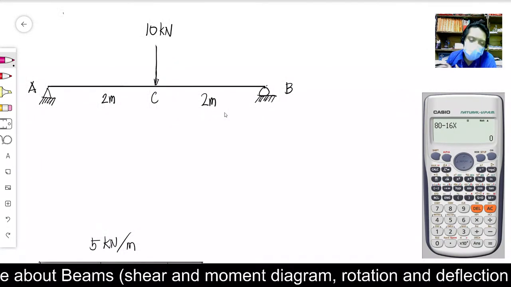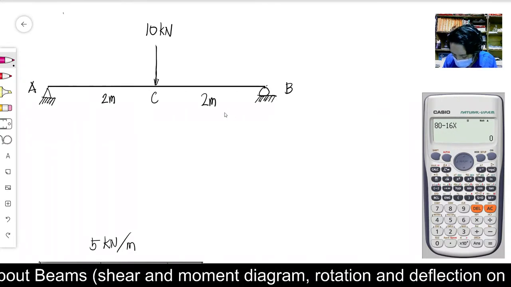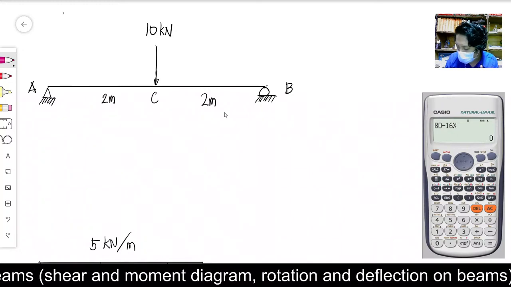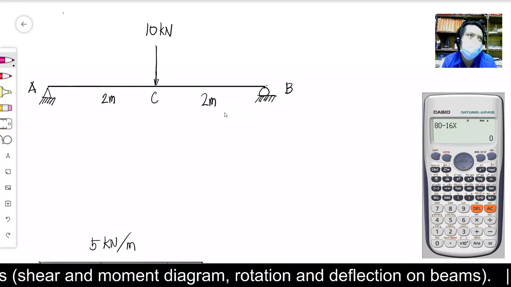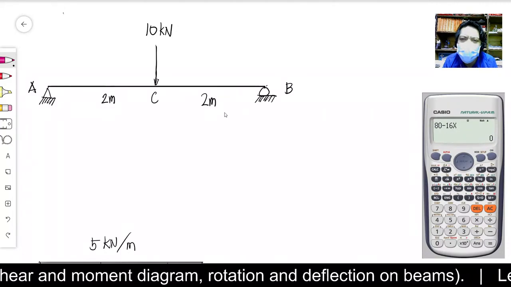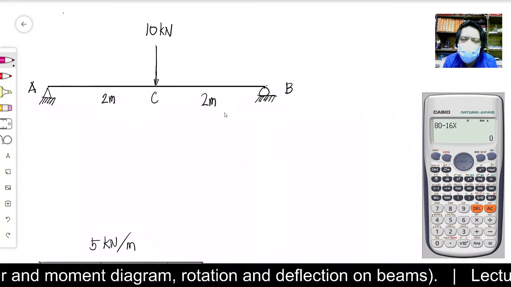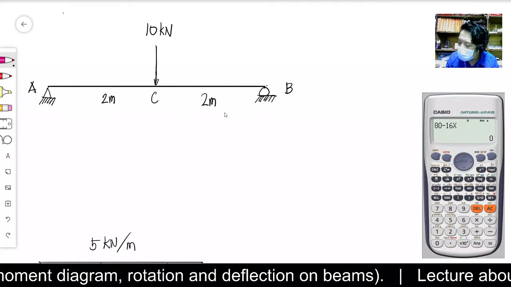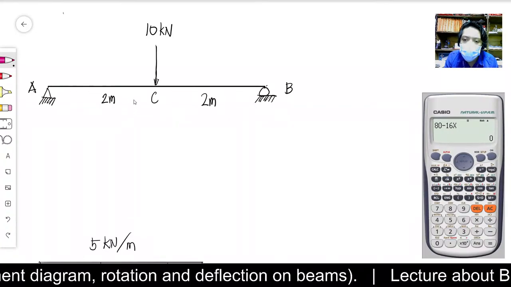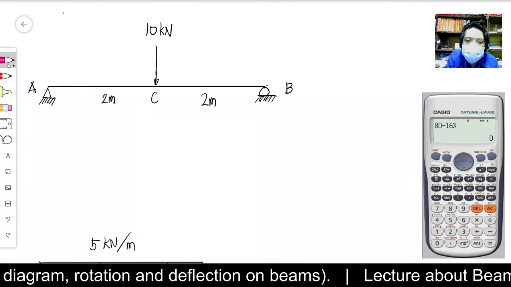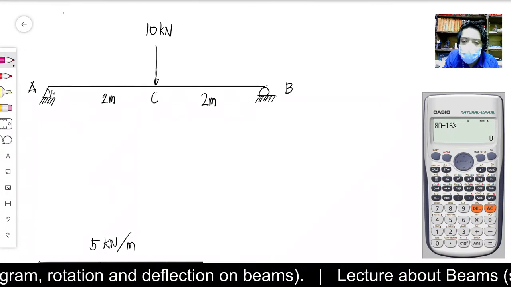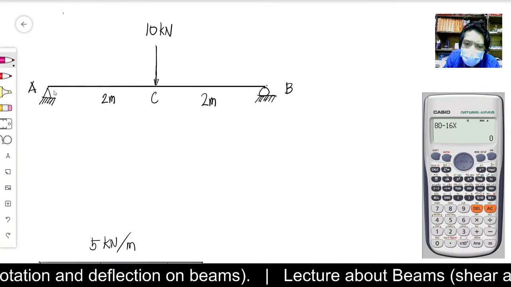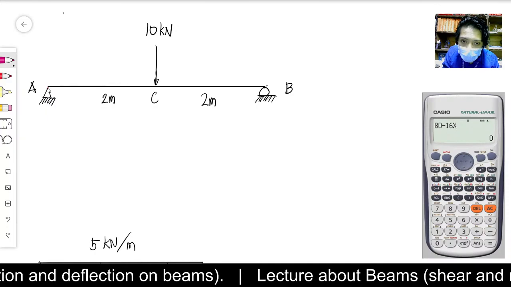Let us have this example, where to find the deflection. What is deflection? When a beam is subjected to load, it deflects. For example, a simply supported beam, when subjected to a concentrated load as shown, this beam will deflect. The elastic curve will look like this.